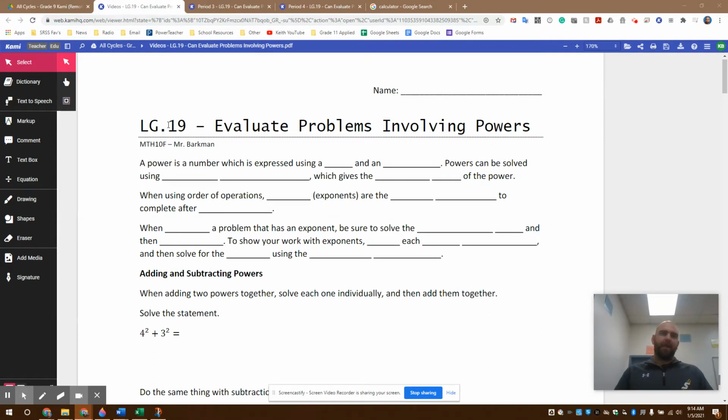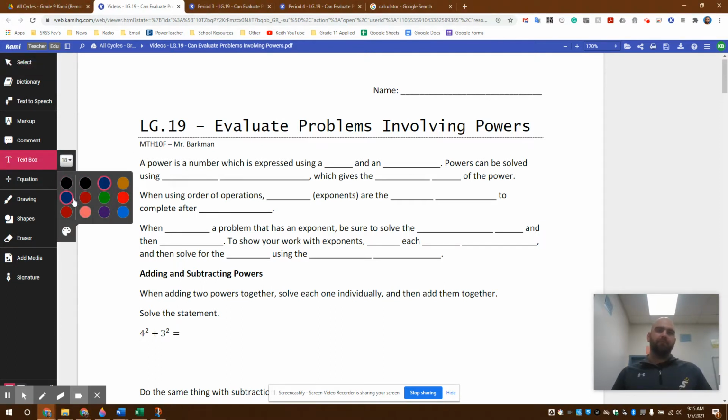Today we're going to take a look at learning goal number 19, which is on evaluating problems involving powers. This lesson is going to be taking a look at order of operations and how we incorporate powers into there, and what steps we need to finish first and how we can work together. So it's going to be, again, mostly order of operations, but we're going to focus on the powers part of it. So let's do a little bit of review here.